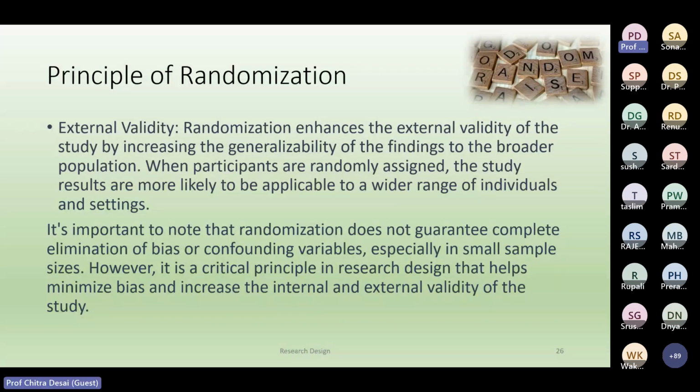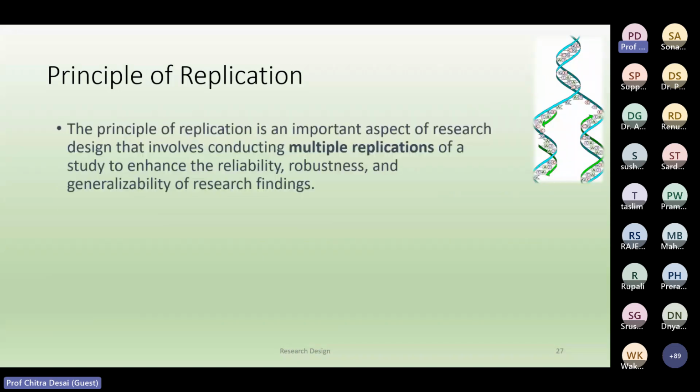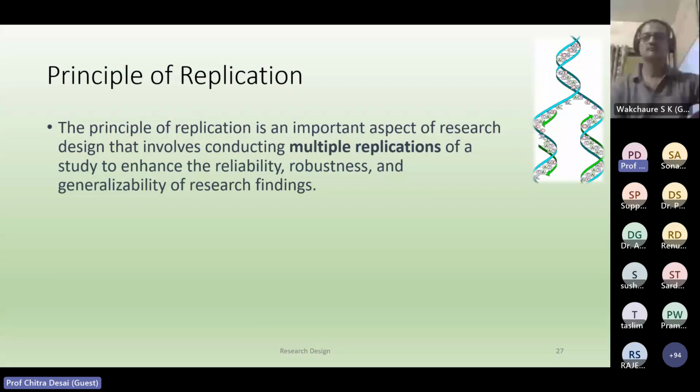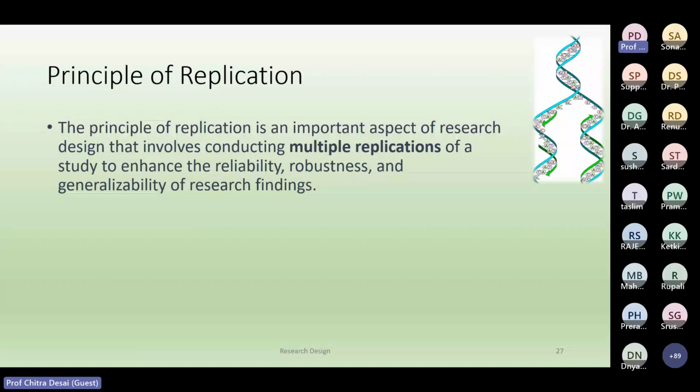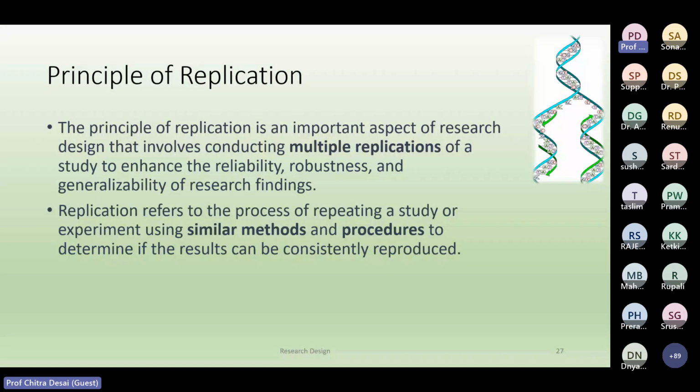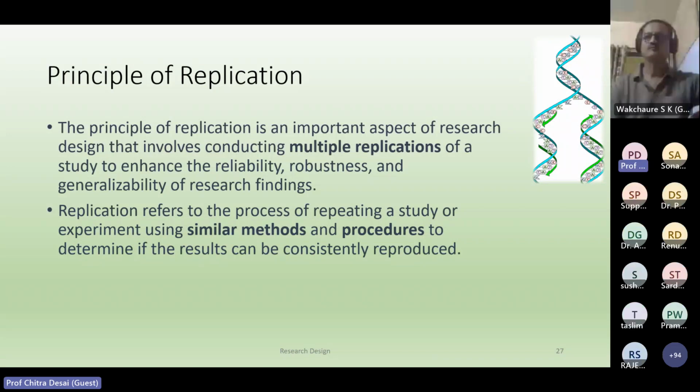Then, as we saw, there were three principles: the principle of randomization, the principle of replication, and the principle of local control. So what is this principle of replication? The principle of replication is an important aspect of research design that involves multiple replications of a study to enhance the reliability, robustness, and generalizability of the research findings. When we say that we are going for replication, basically we are going to repeat a study or experiment with similar methods and procedures.